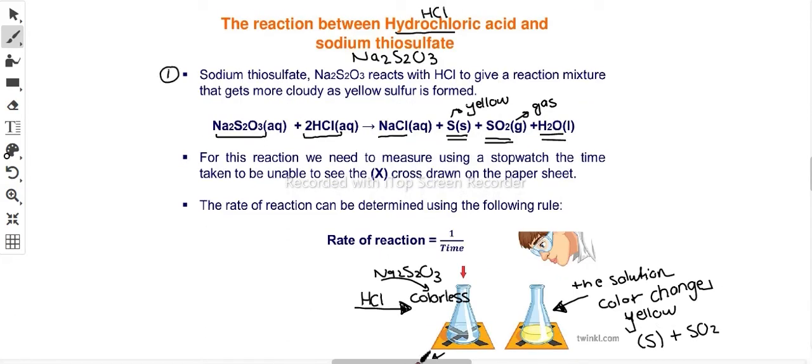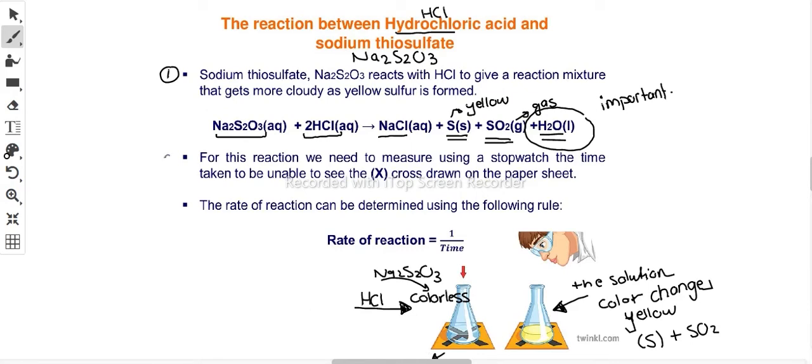Sodium thiosulfate reacts with hydrochloric acid to give a reaction mixture that gets more cloudy as yellow solid sulfur is formed. Inside the past paper, one of the questions was to complete the equation, and they ask about the water actually as a product, beside writing the state. So the equation is important. They asked about the water and the state of it as completing.